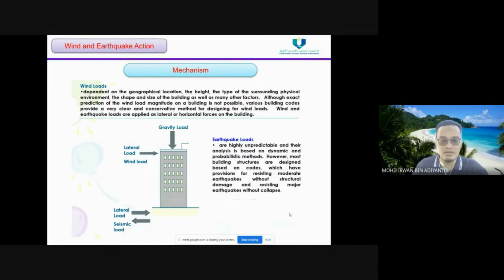This is the difference between the wind load and the earthquake load. The wind load is based on the pressure on the surface of the building, while the earthquake loads are generated from the ground movement and the inertial forces of the building, which tries to resist the vibrations.